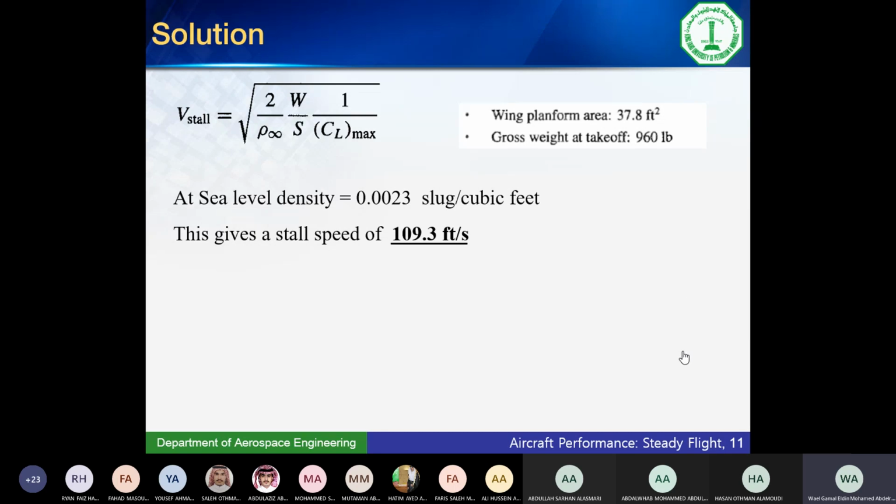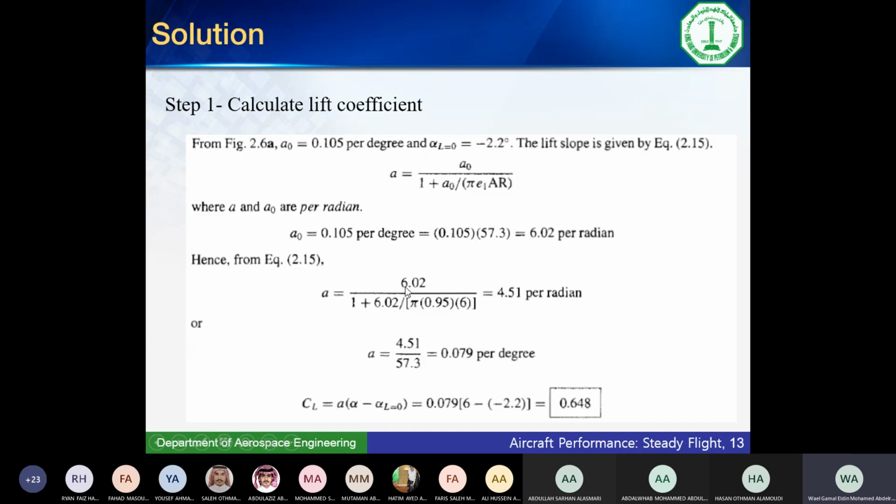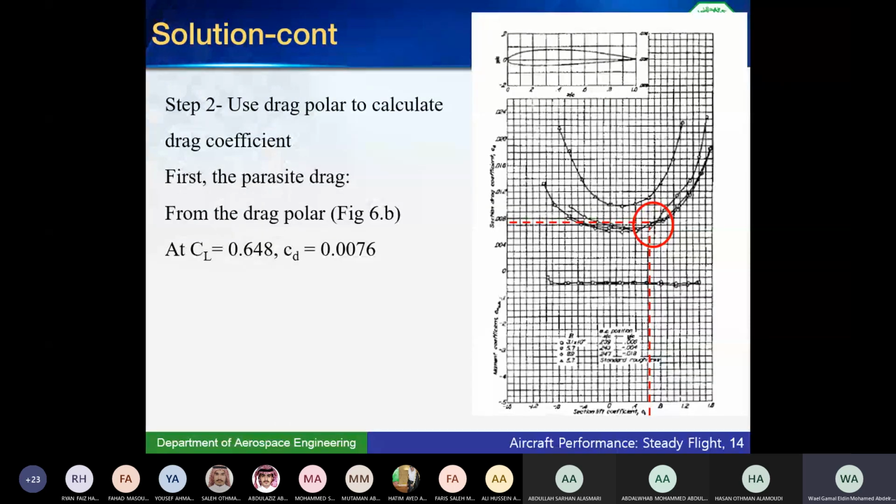Okay, so in order to get the drag, I need to use the drag polar. How am I going to get to the drag polar? Well, it has two parts. The drag polar has the induced part as well as the parasite part. Let's start with the parasite part. For the parasite part, this is where we are going to read the curve.